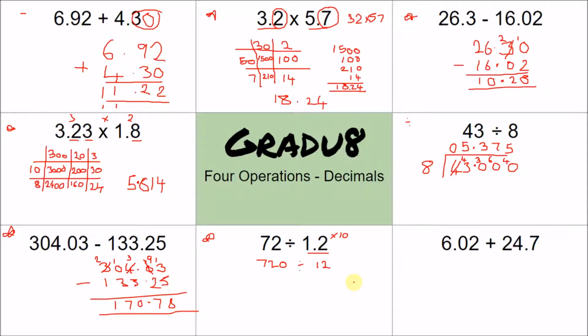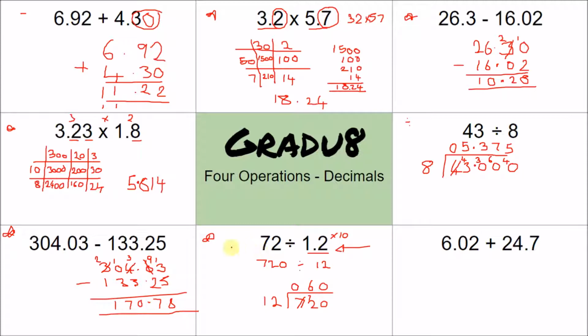And because I've made them both bigger, but in scale to one another, the answer is going to be exactly the same as the answer to this one here. So I'm going to set up my bus stop, 720 divided by 12. How many 12s go into 7? Well, that's nice and easy. There are none. Okay, so I'm going to put a 0 here. How many 12s go into 72? There are 6. And how many 12s go into 0? There are none. So it gives me a final answer of 60.